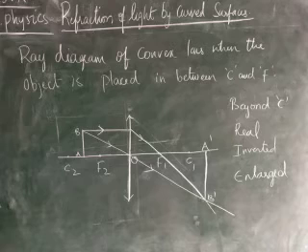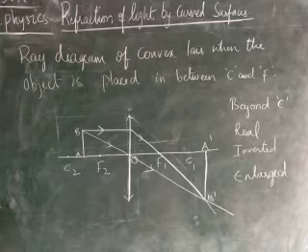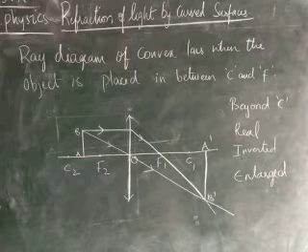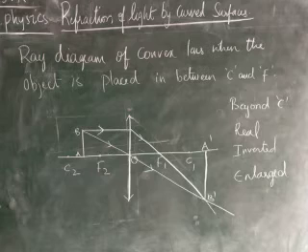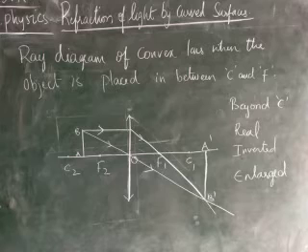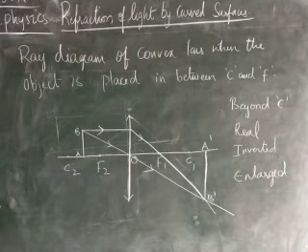Okay children. Therefore, first we learned that in the first case, when the object is at infinity, the image is formed on F. And the second case is that when the object is beyond C, the image is formed between C and F. And the third case is that when the object is placed on C, the image is also formed on C, children. Okay, and when the object is placed between C and F, the image is formed beyond C.